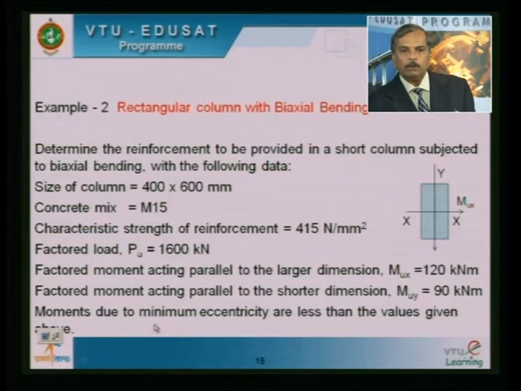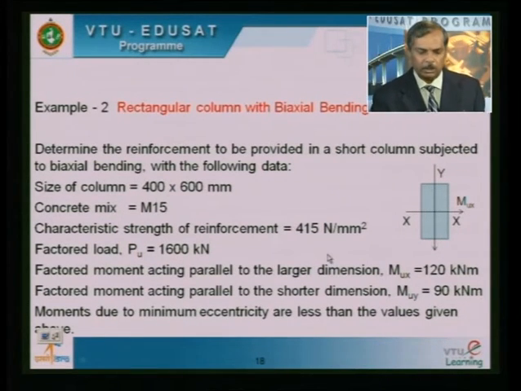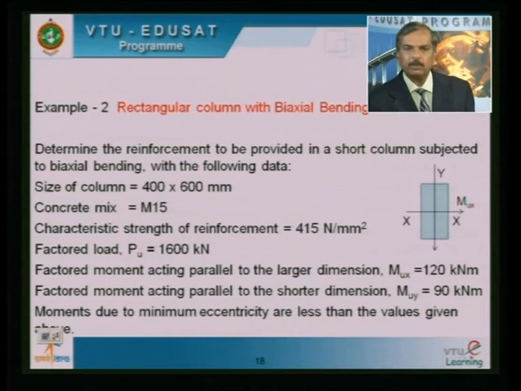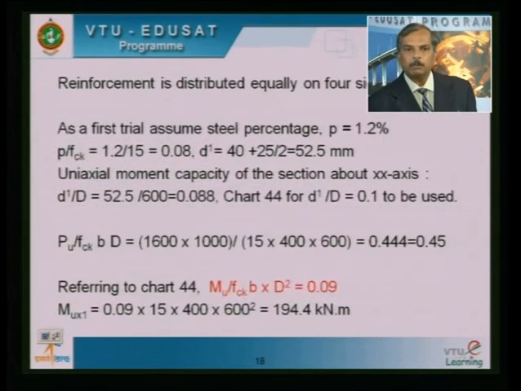This is another assumption. Moments due to the minimum eccentricity are less than the value given, and it is quite obvious. If you see your moments, that is 120 and 90, if this moment is divided by this load 1600, you are going to get a value which is definitely more than 100. So minimum eccentricity is hardly 20 mm. So these given moments are definitely higher compared to the moments because of the minimum eccentricity. You need not do any check because the condition is already given in the problem.